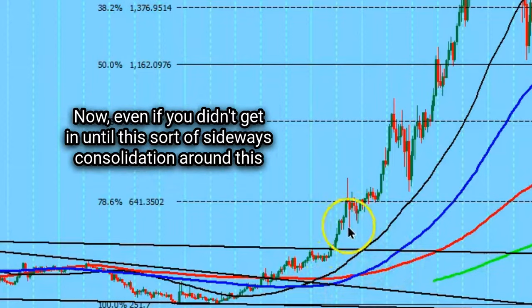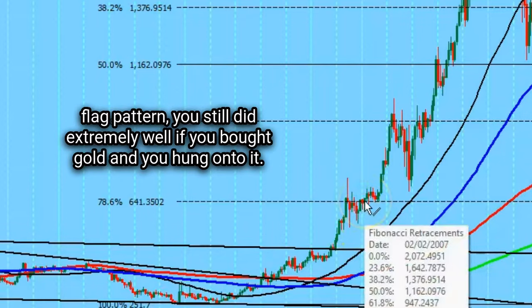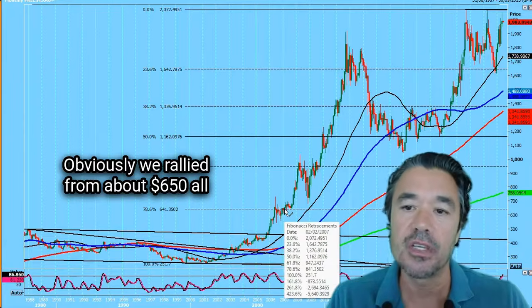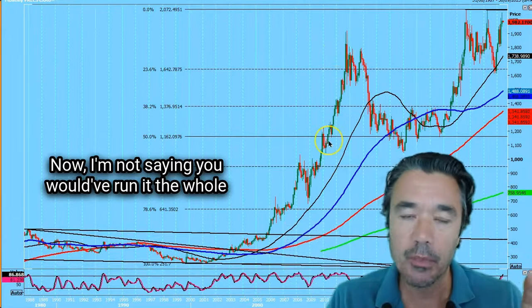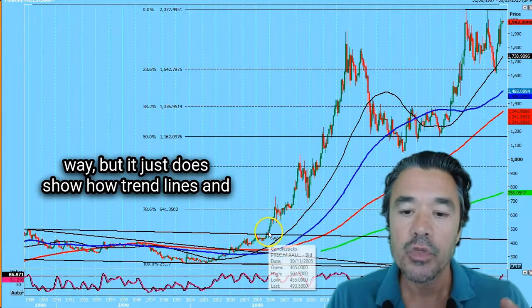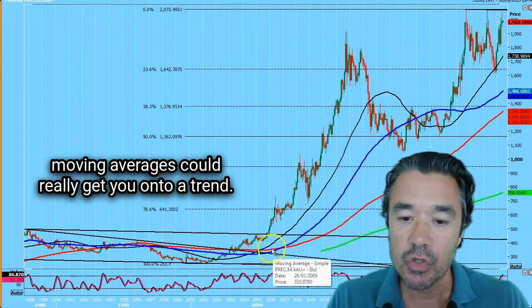Now, even if you didn't get in until this sort of sideways consolidation around this flag pattern, you still did extremely well if you bought gold and you hung on to it. Obviously, we rallied from about $650 all the way up to $1,900. Now, I'm not saying you would have run it the whole way, but it just does show how trend lines and moving averages could really get you onto a trend.